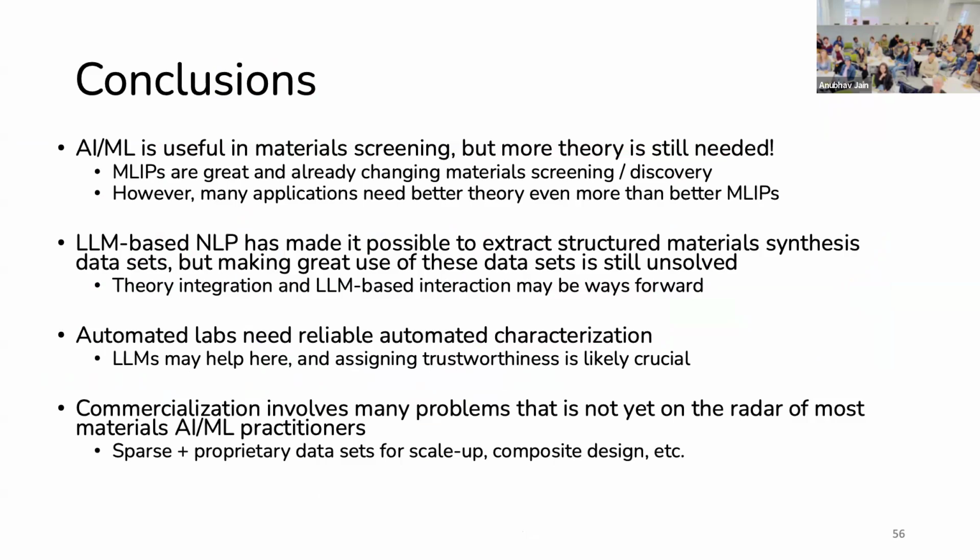LLMs are making it really easy to extract material synthesis data sets, but they're still super messy, and we need better ways to make use of that data. Automated labs are going to need automated characterization. And if you need intuition, then LLMs might actually have that intuition. And finally, commercialization has a lot of other problems that we're not really solving right now with materials AI and ML.